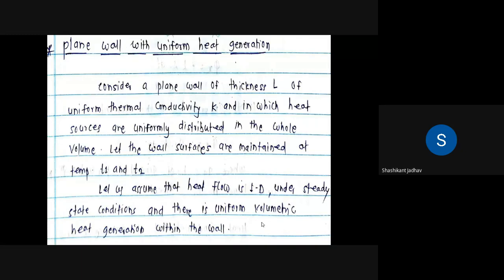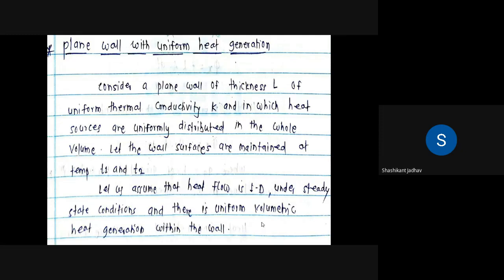So whatever we have covered in that derivation, we have not considered this factor, that is uniform heat generation within the wall. So for this case we have to do the derivation. For the plane wall we derived the equation Q equals K into A into (T1 minus T2) divided by L, with Qg equal to 0, but now we have to consider a value of Qg. So we have to derive the heat transfer from the plane wall with uniform heat generation. This is the first derivation, the plane wall with uniform heat generation.